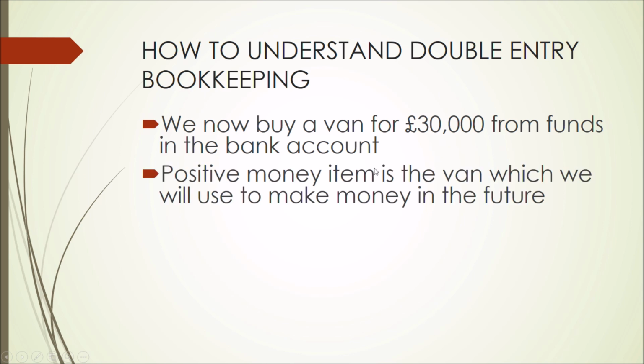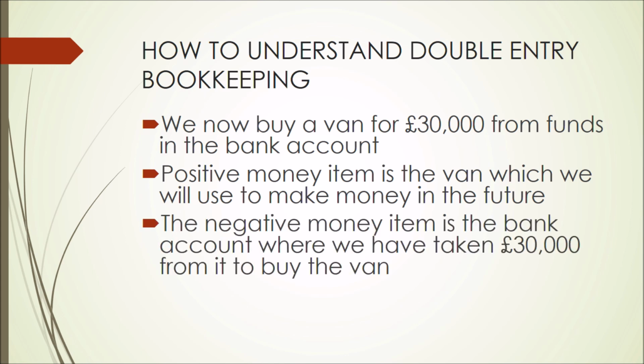Okay. So the positive money item is the van, isn't it? That's what we're going to use. We're going to drive this van around and we're going to make some sales and whatever, and we're going to use that and make money in the future. So that's our positive money, our plus money. The negative money is that, well, we had a reduction in our bank account, haven't we? So we've got minus money going out of our bank account. So we've lost now £30,000 from our bank account, which we've taken out of the bank account, and we bought the van.